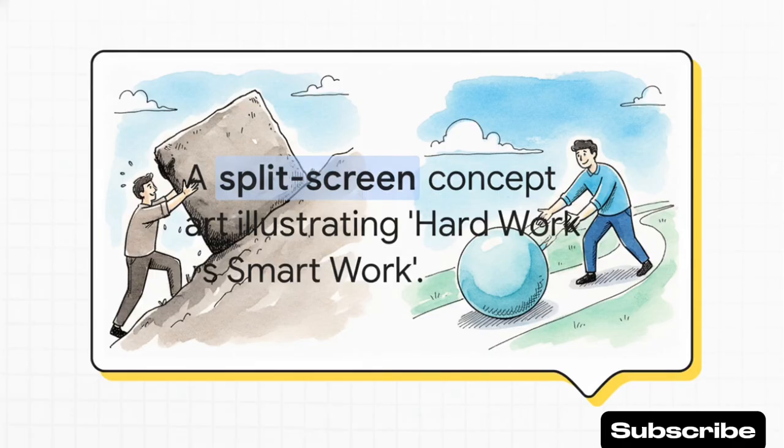You just type in a split-screen concept art illustrating hard work versus smart work. On the left, a stressed worker in a simple modern outfit is sweating and struggling to push a massive heavy stone cube up a hill. On the right, a relaxed, smiling worker is effortlessly rolling a perfectly smooth stone sphere up the same hill.